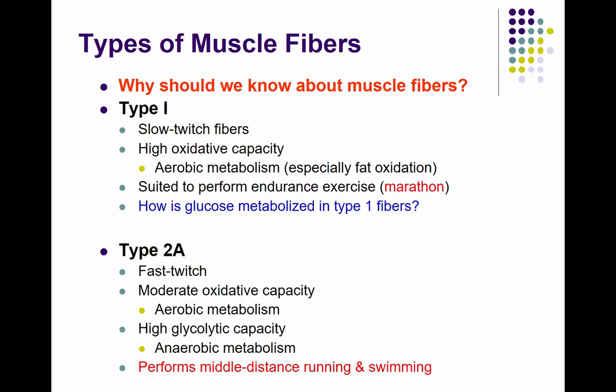And type 1 is again a slow twitch fiber and has a high mitochondrial content and a higher oxidative capacity, right? So it usually does aerobic metabolism, especially fat oxidation.